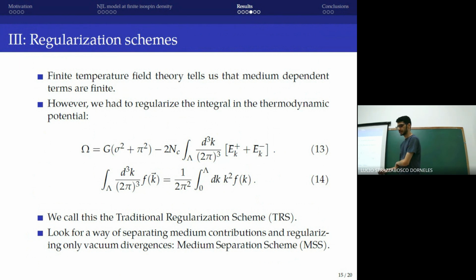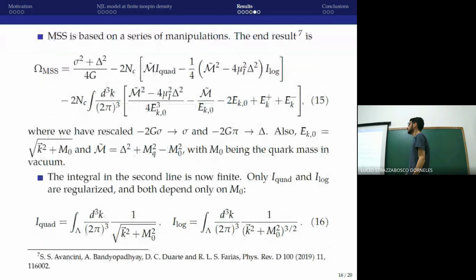And we can ask ourselves if there's a way of separating these contributions such that you can integrate only vacuum quantities and not quantities that depend on the medium, that is, regulate only the vacuum. This is called the medium separation scheme. You have to do a series of subtractions. You will end up with some expression that looks like this. I will not go over all the terms. The idea is that you have an integral that is divergent, another integral that is divergent. These terms are all finite. You can integrate up to infinity. And these two divergent integrals that remain are only dependent on vacuum quantities.